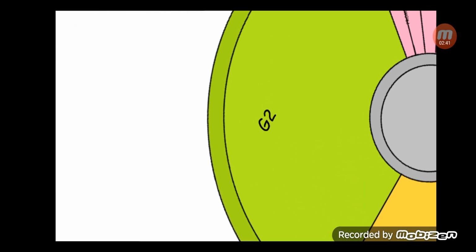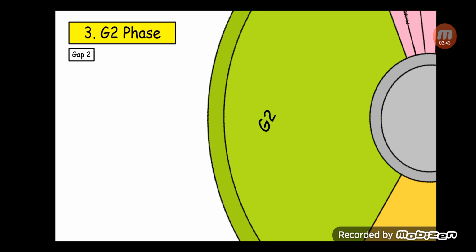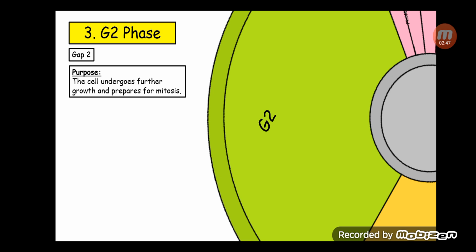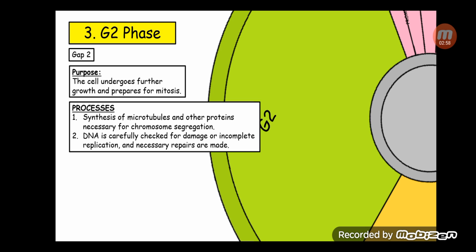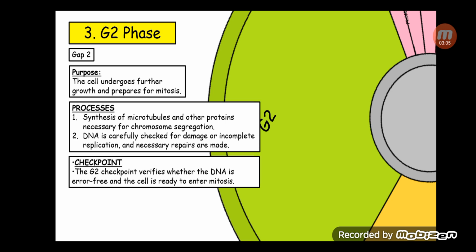The next phase in interphase is G2 phase, that is also called gap 2 phase. The purpose here is to undergo further growth and preparation for mitosis. The processes included there are synthesis of microtubules and other proteins necessary for chromosome segregation, and DNA is carefully checked for damage or incomplete replication, and necessary repairs are made in this phase. The checkpoint there is the G2 checkpoint that verifies whether the DNA is error-free and the cell is ready to enter mitosis.